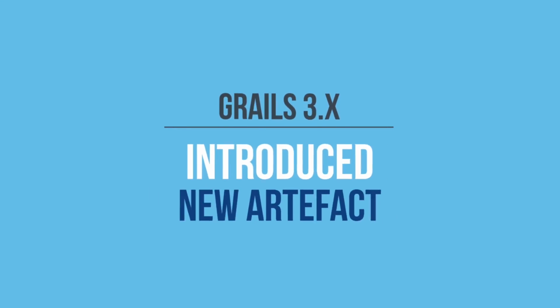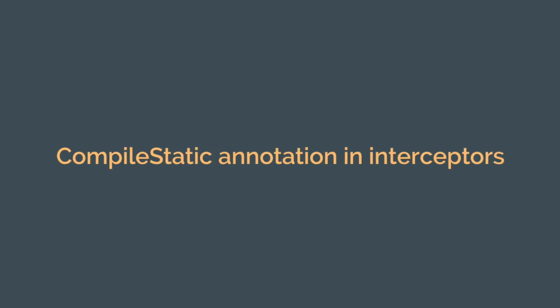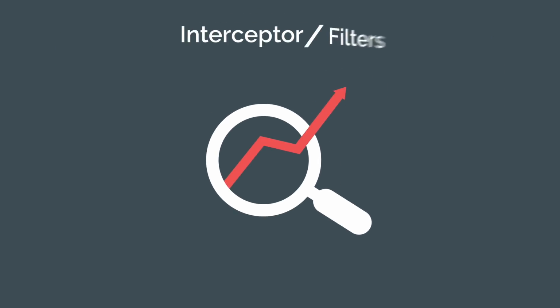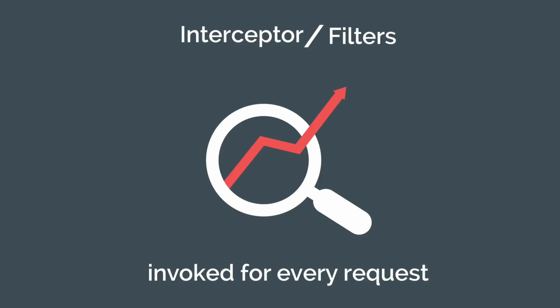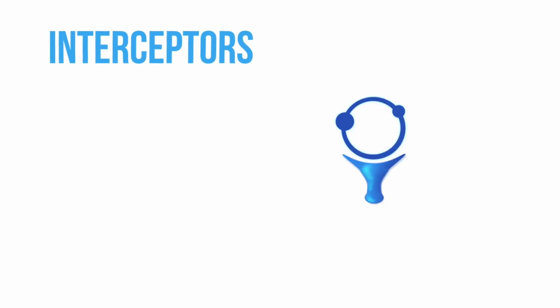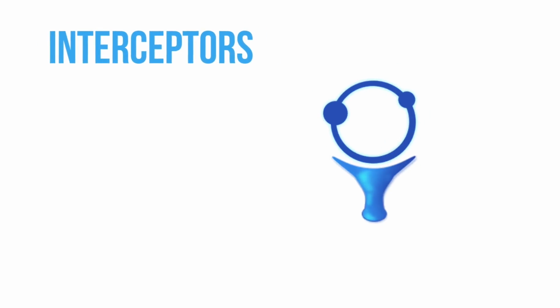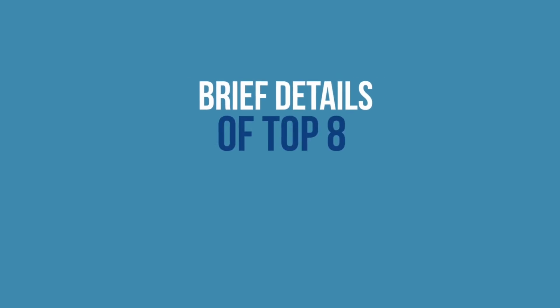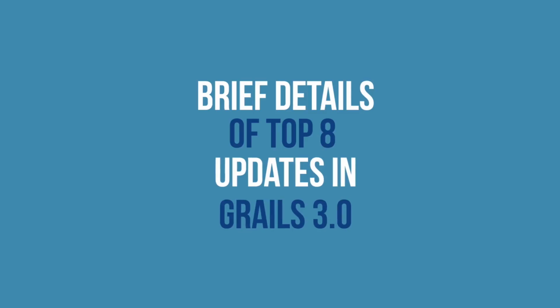Grails 3.x has introduced a new artifact, interceptor, which implements interceptor traits. You can leverage the power of the CompileStatic annotation in interceptors for optimized performance, as interceptors and filters are invoked for every request. Interceptors are placed in the grails-app/controllers folder, which is not the case with filter artifacts. These are the brief details of the top 8 updates in Grails 3.0.